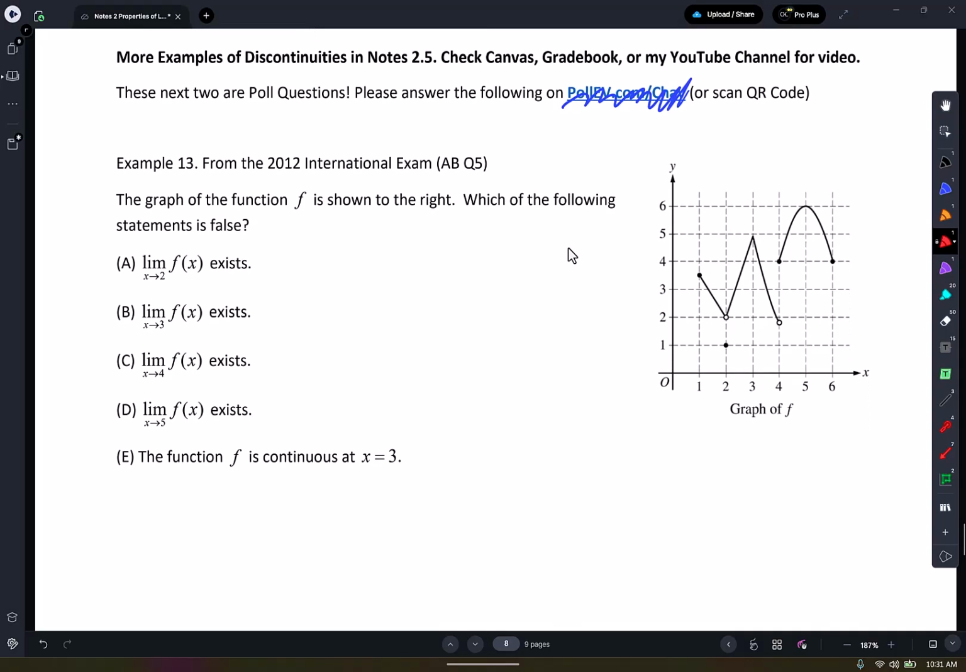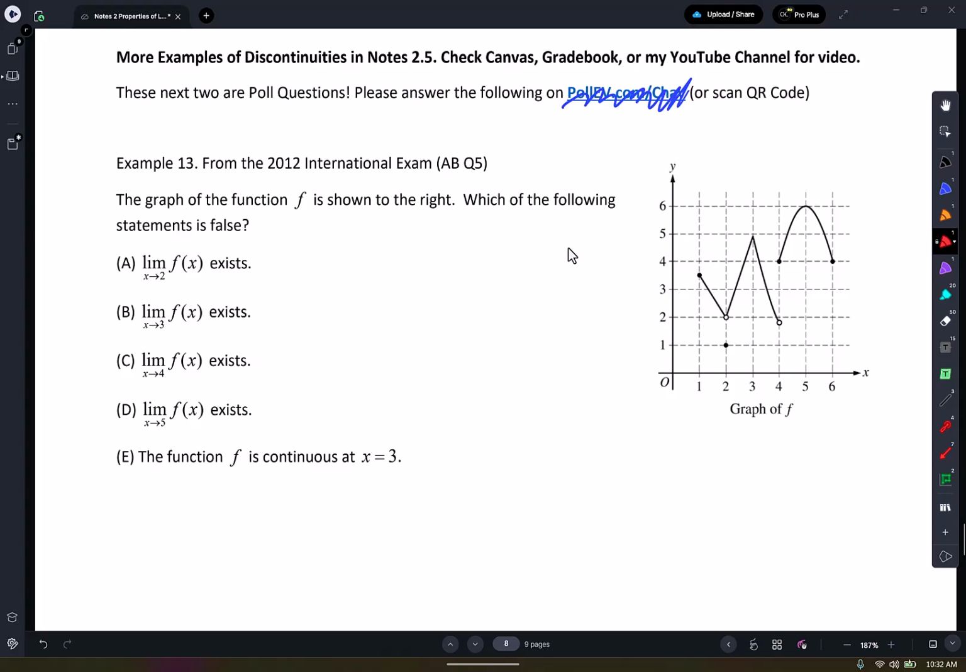Okay, give it a shot. This is from the 2012 exam. Read it, guys. What's the answer, guys?